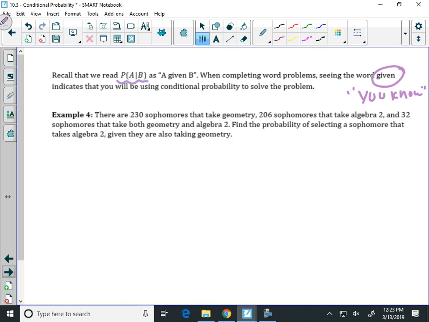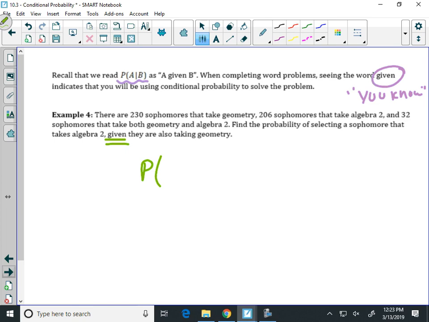An example 4 says there are 230 sophomores that take geometry, 206 sophomores that take algebra 2, and 32 sophomores that take both geometry and algebra 2. Find the probability of selecting a sophomore that takes algebra 2, given they also take geometry. See that word given? I'm doing conditional probability. So I like to write out the formula for it a little bit.